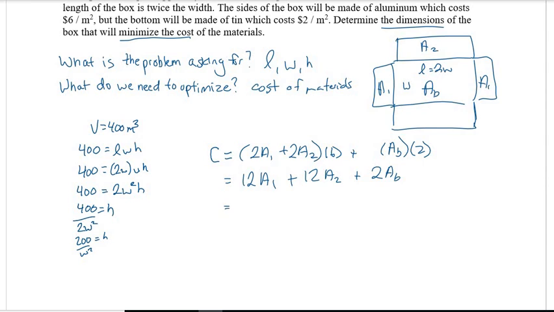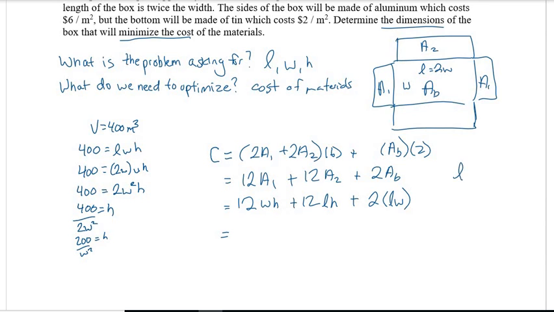So let's try and rewrite this a bit. Now we have A1, that's going to be the width times the height. Area 2 is going to be the length times the height. And the area of the base is going to be length times width.